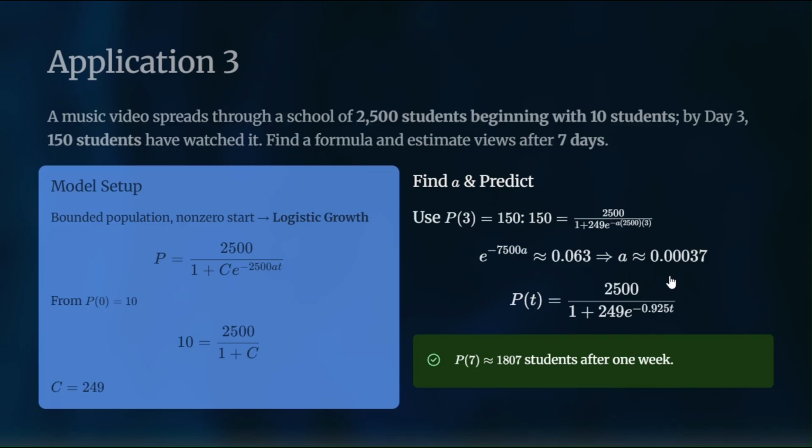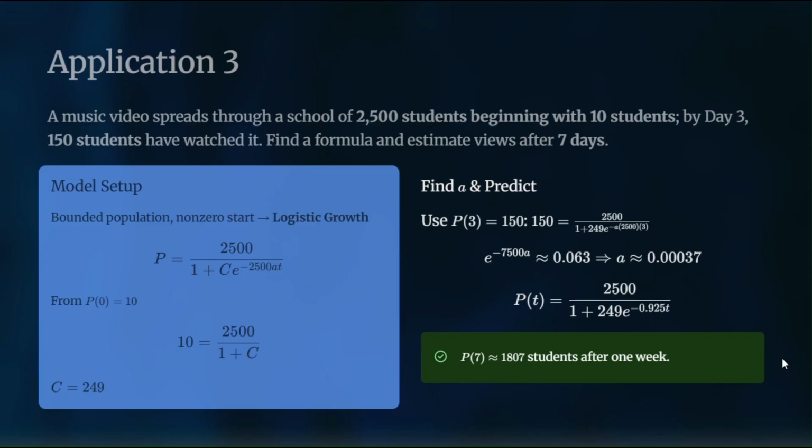Now that we found C and we found A, our only unknown is t. So P of t will be equal to 2,500 over 1 plus 249 e to the power negative 0.925t, since A times 2,500 is 0.925. In order to find the number of students who have seen the video after 1 week, we simply substitute t equals 7 into our equation, and we'll find that there are approximately 1,807 students who have viewed the video after 1 week.